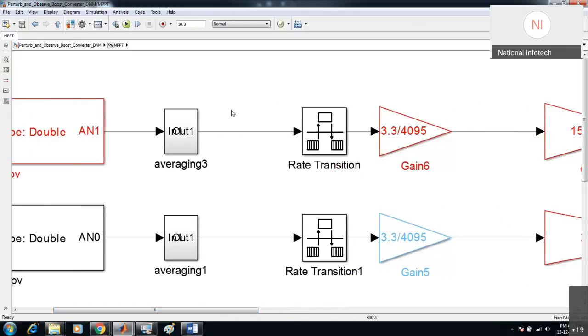So the averaging part is there. Your count may be varying. Let's say at the first sample your count is 3,000, and at the next sample your count is coming something like 2,900 or 2,090. So it takes 20 samples, takes the average of those 20 samples and gives that as the output, so that you won't be getting an oscillating value. That's why this averaging is used.